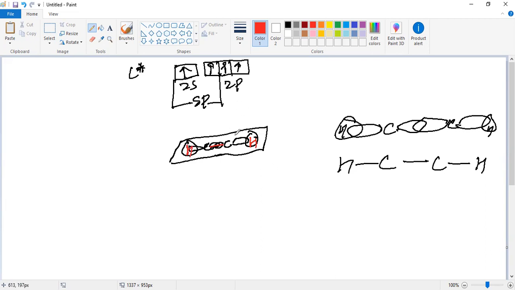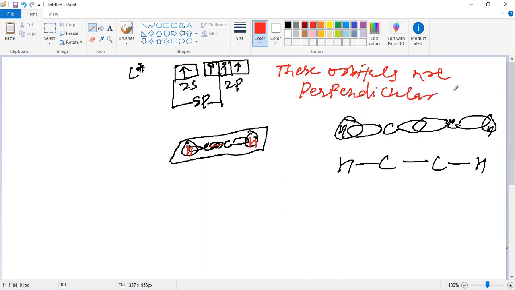Now these two orbitals on both the carbons are available. These orbitals are perpendicular to each other. Do you understand the meaning of perpendicular? Yes, sir. Okay.